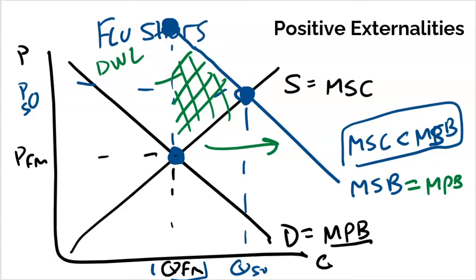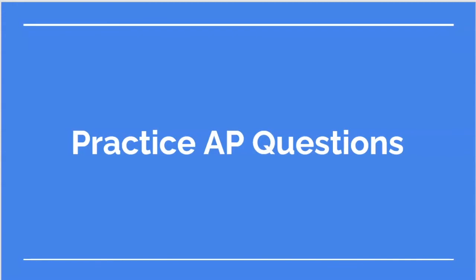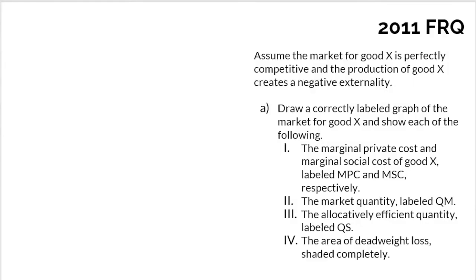All right, so that leads us to our practice AP questions. I know there's multiple choice, but I just want to go over the free response question here. So let's assume that the market for good X is perfectly competitive and the production of good X creates a negative externality. So draw a correctly labeled graph and label the following: the marginal private cost, the marginal social cost, MPC, MSC. Okay, so let's do that first.